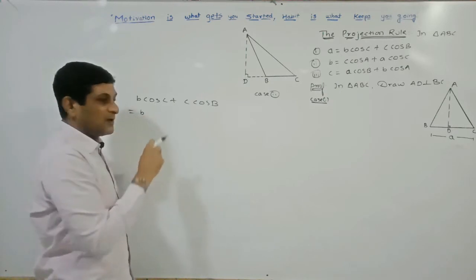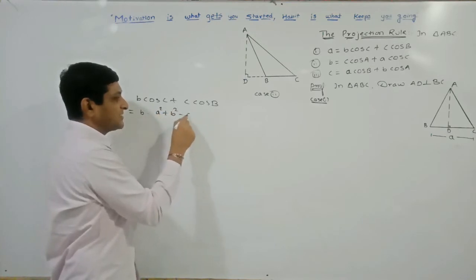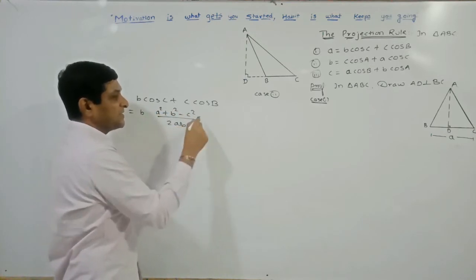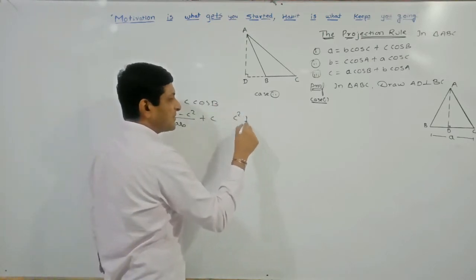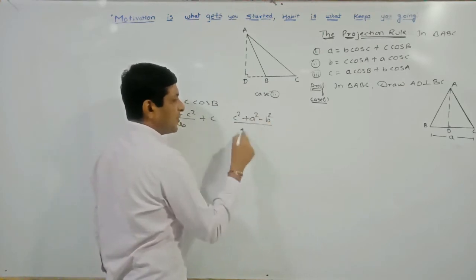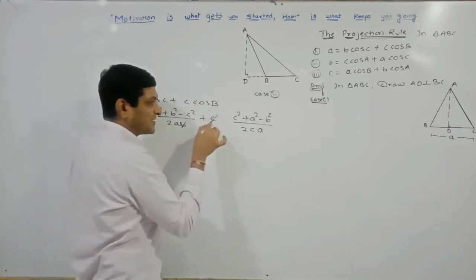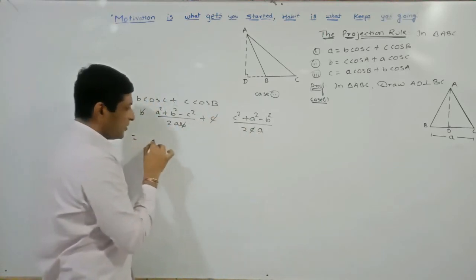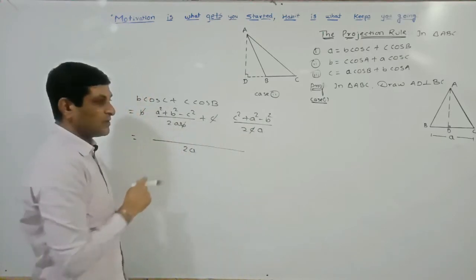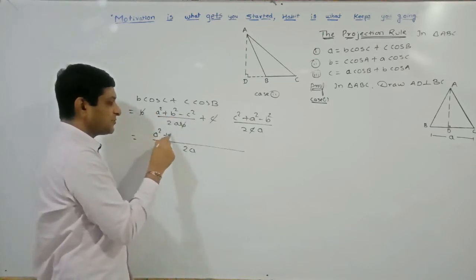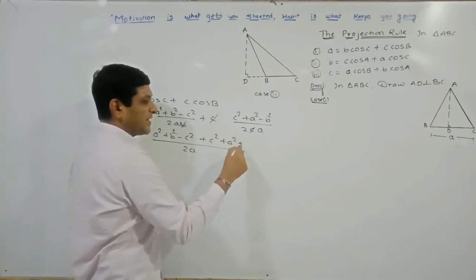According to the cosine rule, the value of cos C will be (a square plus b square minus c square) upon 2ab. Here plus c, keep it as it is. And what is the value of cos B? Cos B is equal to (c square plus a square minus b square) upon 2ca. Here b and b will get cancelled, and c and c will get cancelled. Now the denominators of both terms are the same, so take the addition of the numerators. The numerator is a square plus b square minus c square plus c square plus a square minus b square.